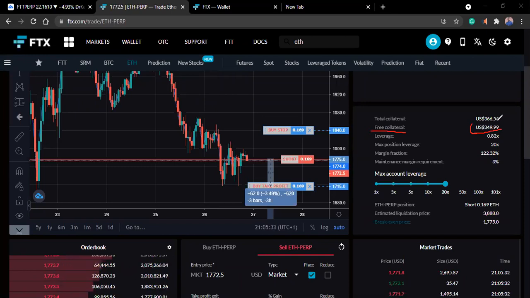So that $10 is subtracted from my total collateral. It means that if this market goes against me, I lose $10. So they've removed that $10 out of my total collateral. So I now have this free collateral. And it's also telling me the leverage I have used. Meaning I put it on 20x, meaning the maximum leverage I can use is 20x. Meaning with this 366, I can open a trade of $7,200. Let me show you guys.